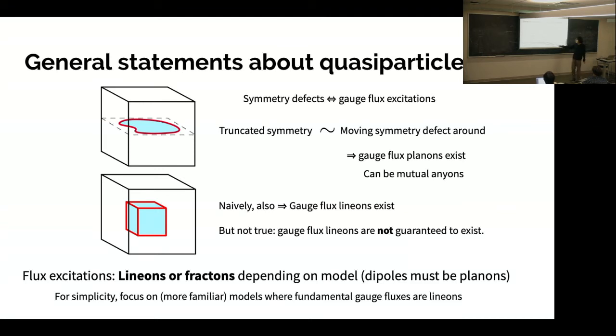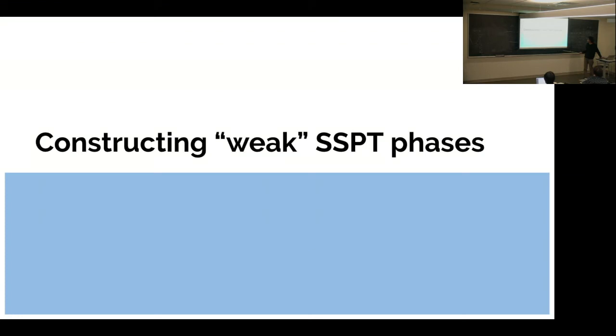Right. So all we know is that the gauge flux excitation could either be linons or fractons. It really depends on what model you write down. But pairs of them have to be planons by that argument. And for simplicity, I'm just going to focus on models where you do have linons, because they're more familiar. Okay. Any questions so far?